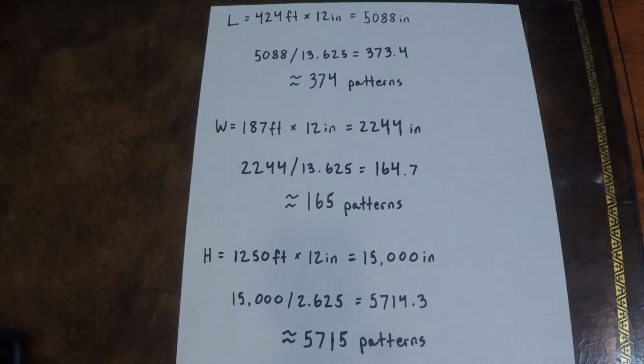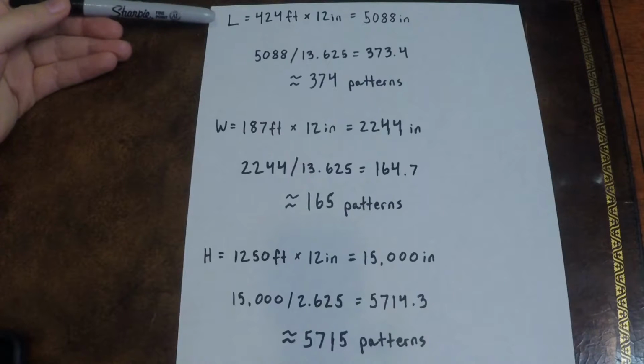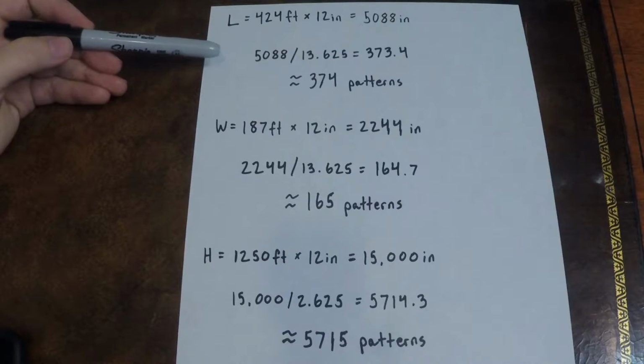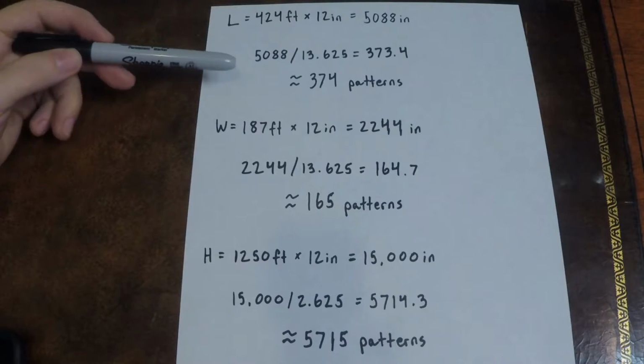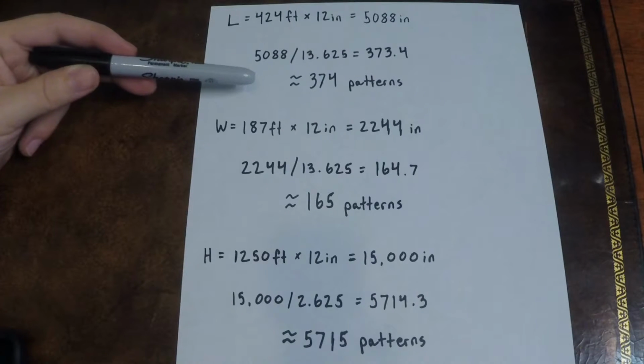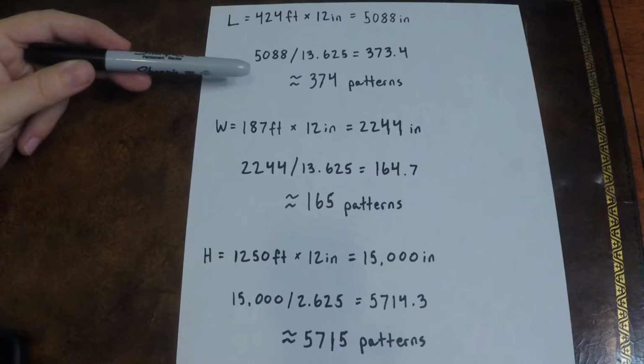Because our patterns were measured in inches, we're going to convert the dimensions of the Empire State Building into inches as well. So beginning with the length, we're going to multiply that by 12 inches, and that's going to give us 5,088 inches. We'll then divide that by the length of our pattern, and it shows that we need 374 patterns to stretch the length of the Empire State Building.